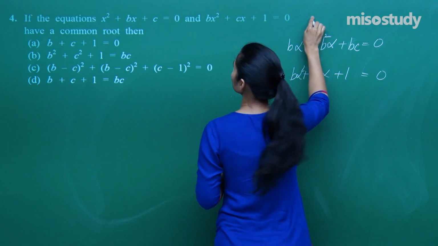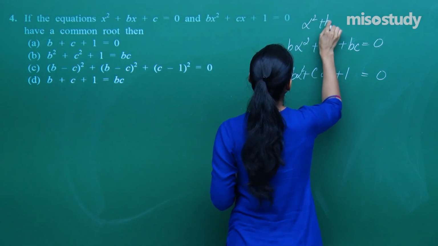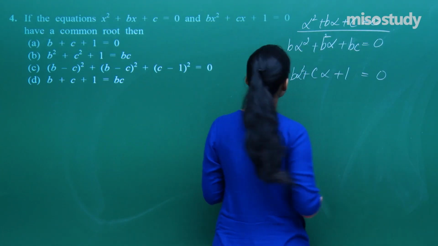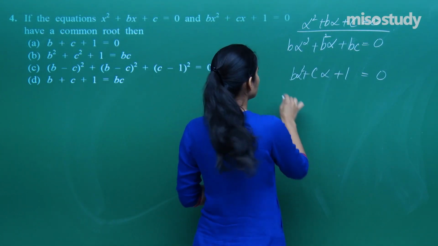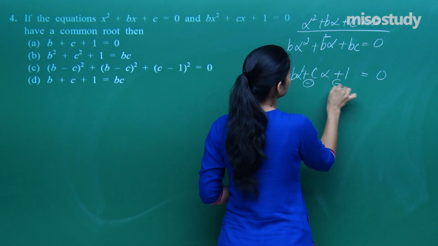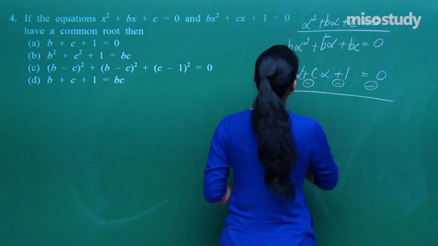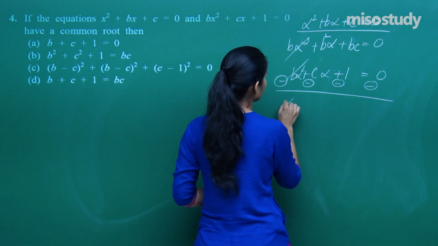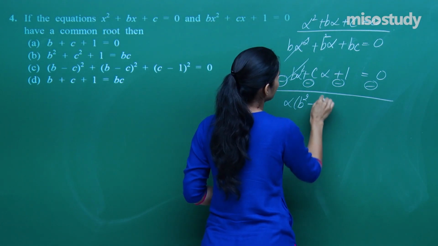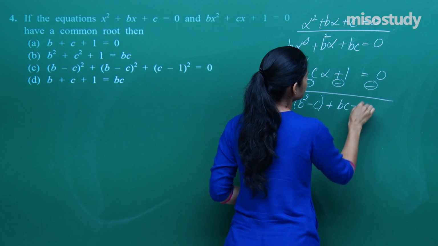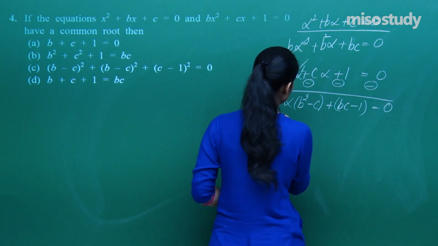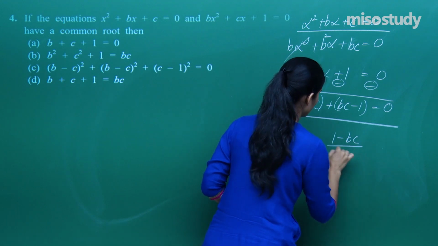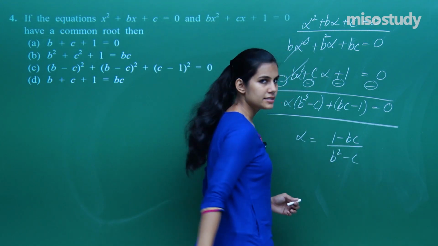What do you get? So, you initially had alpha square plus B alpha plus C is 0. You multiplied it by B throughout and then perform this subtraction. You basically get this getting cancelled. You have B square alpha minus C alpha. So, it is B square minus C plus BC minus 1 equals 0.